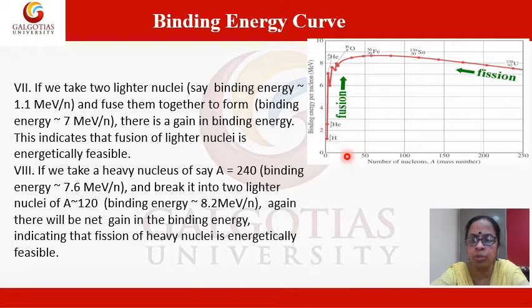If we take a heavy nucleus, say around A is equal to 240, and break it into two lighter nuclei, say around A is equal to 120, again there will be a net gain in binding energy. That indicates the fission of heavy nuclei is feasible. So these are the two reasons why fusion and fission reactions are possible.